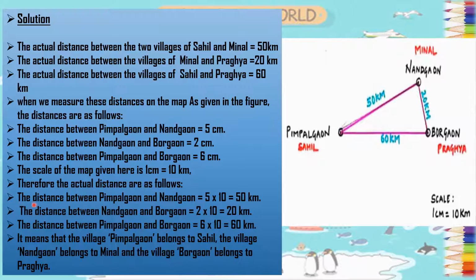The distance between Pimpalgaon and Nandgaon will be 5 centimeter, so 5 into 10, that is, we get 50 kilometers. Similarly, the distance between Nandgaon and Borgaon is 2 centimeter. So 2 into 10, we get 20 kilometers. The distance between Pimpalgaon and Borgaon is 6 centimeter. So that is 6 into 10, we get 60 kilometers. It means that the village Pimpalgaon belongs to Sahil and the village Nandgaon belongs to Meenal and the village Borgaon belongs to Pragya.